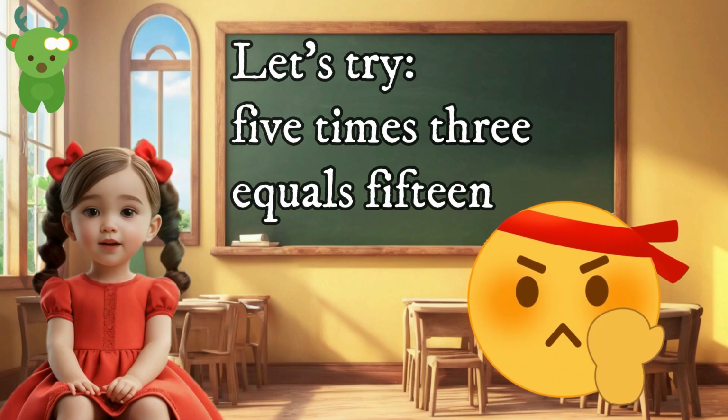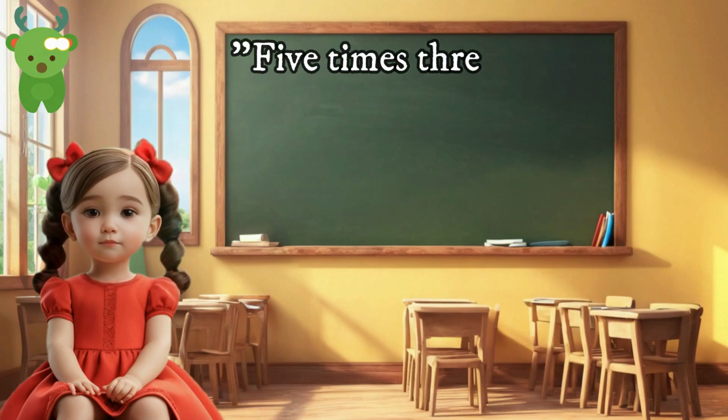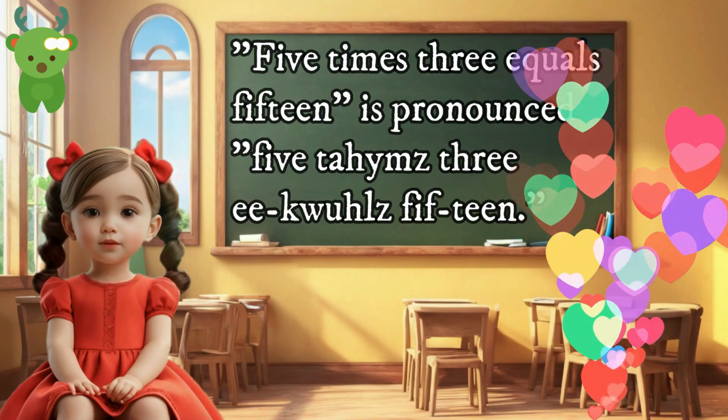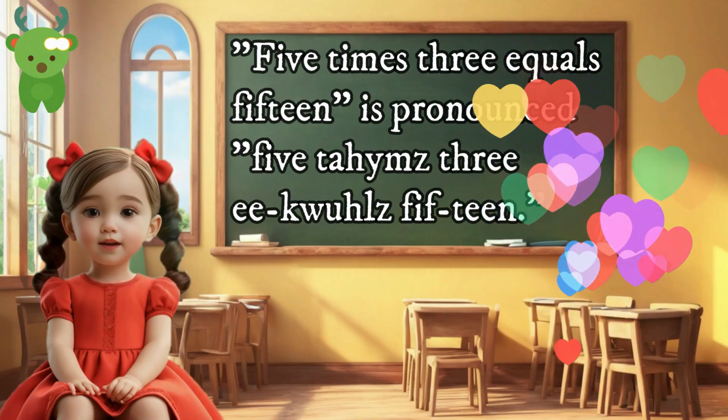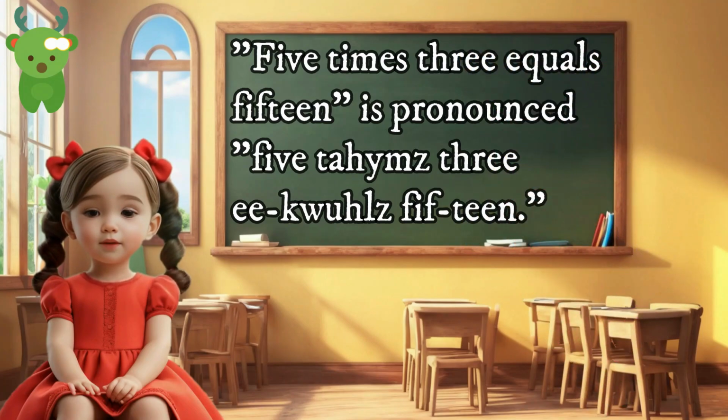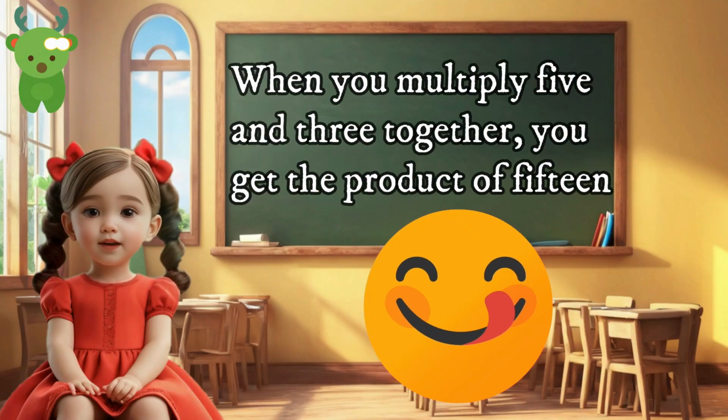Let's try 5 times 3 equals 15. 5 times 3 equals 15 is pronounced 5 times 3 equals 15. When you multiply 5 and 3 together, you get the product of 15.